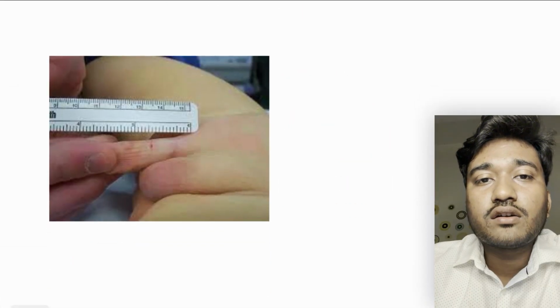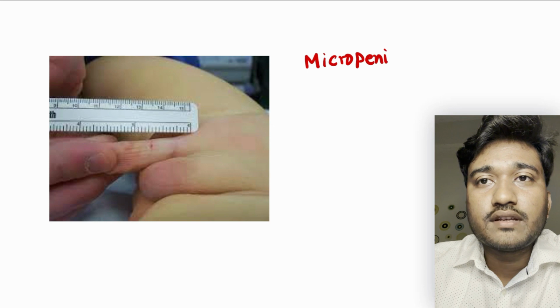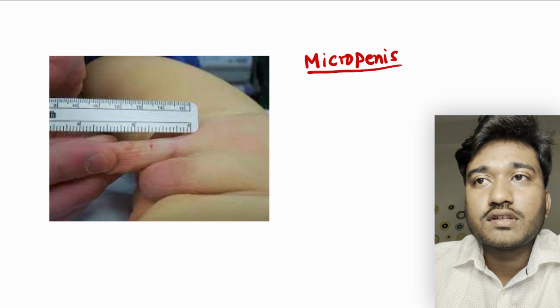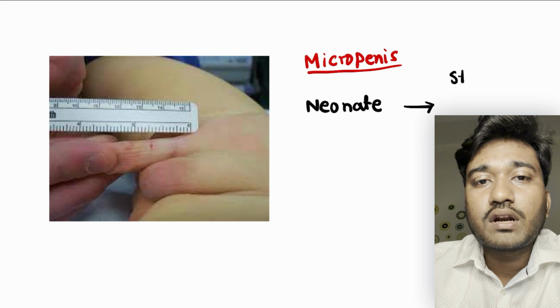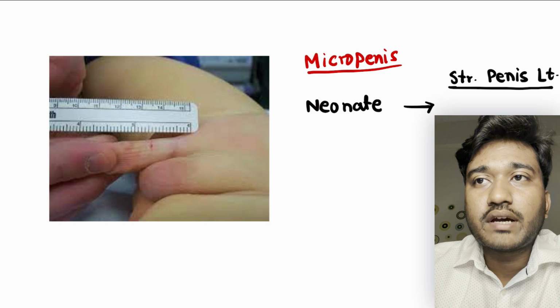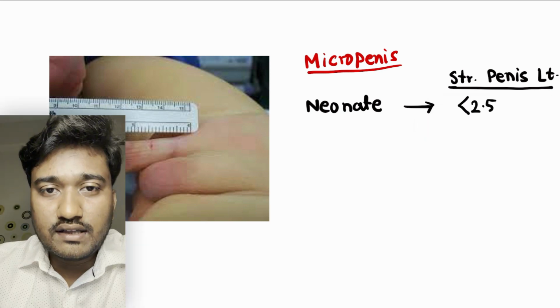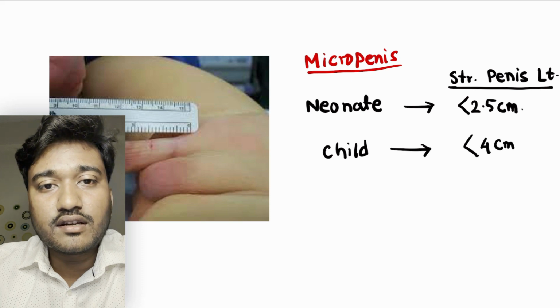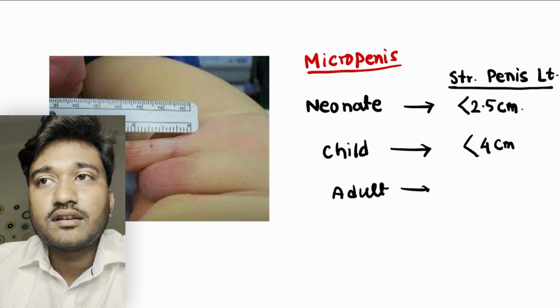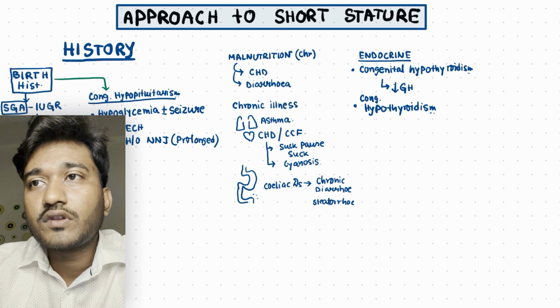So to diagnose a case of micropenis, you must know how to diagnose it. A stretched penile length is taken, and there are some normal cutoffs. If the length is less than that, we can call it micropenis. In a neonate, it is less than 2.5 centimeters. In a child, it is less than 4 centimeters. In an adult, less than 9 centimeters, we call it micropenis. Okay.